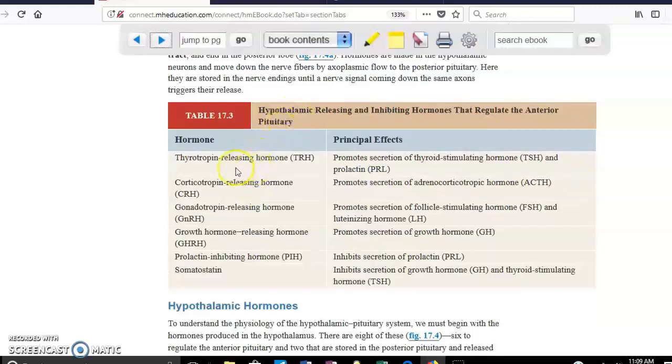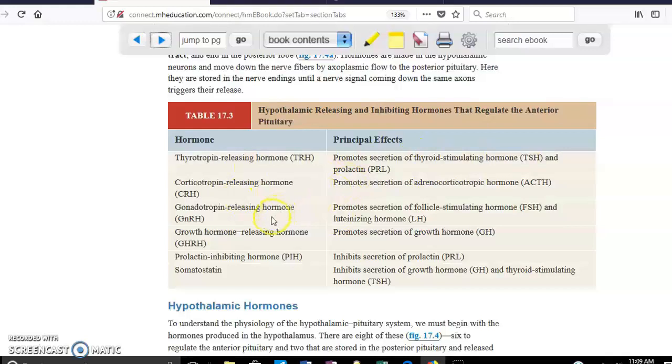It is going to release thyrotropin releasing hormone that is going to stimulate the release of TSH, as you can see here, and prolactin by the pituitary gland. It also produces corticotropin releasing hormone, CRH. What the pituitary is going to do is release adrenocorticotropic hormone, which is ACTH.